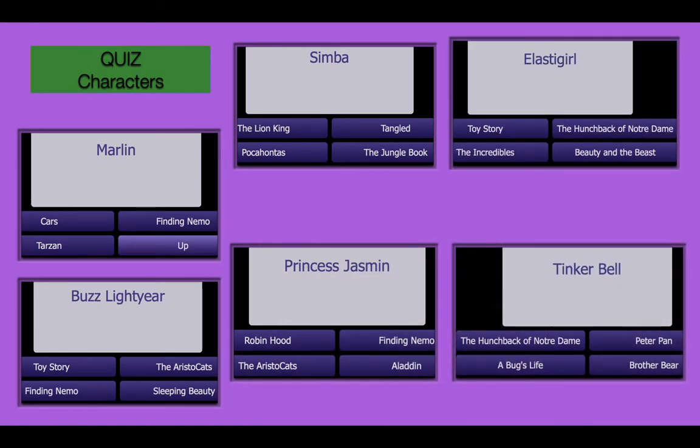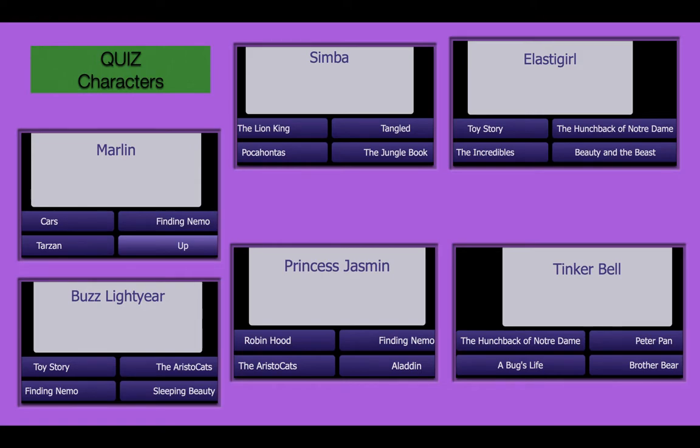Tinkerbell is a character from number 1, The Hunchback of Notre Dame, number 2, Peter Pan, number 3, A Bug's Life, or number 4, Brother Bear? Are you ready to mark? I'll count to 3 in my head and then we will start.